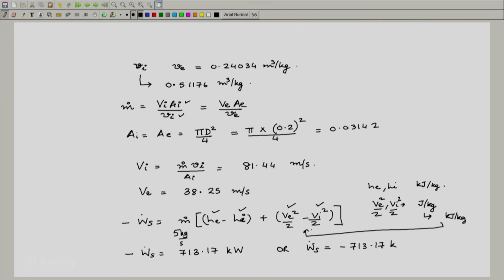713.17 kilowatt. This is a negative quantity because the work is done on the system, and this is what the compressor would need to go ahead with its compression, but since there is a mechanical efficiency, the actual work needed would be more than this, and it would be W dot S upon the mechanical efficiency, which I am putting as eta m. So, we can go ahead and finish this calculation and we will get some number.